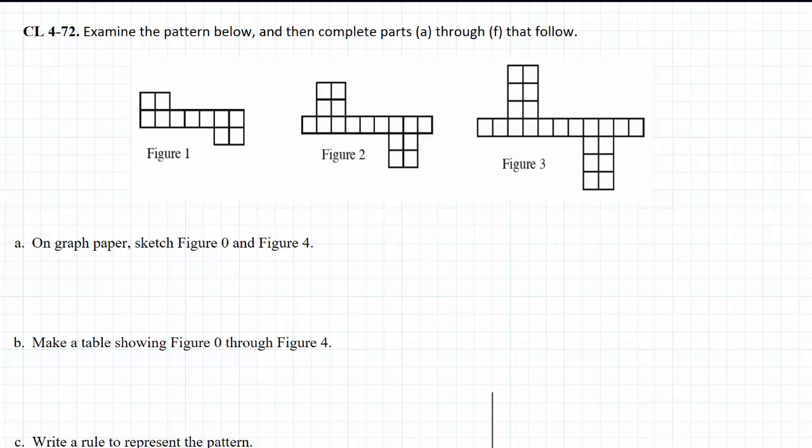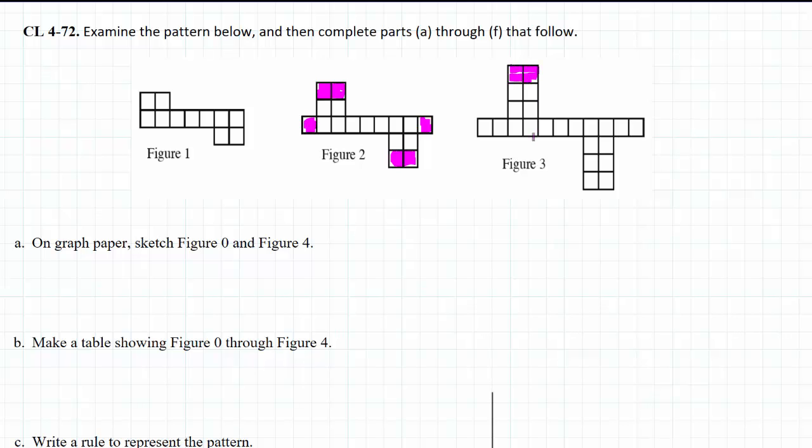4-72, examine the pattern below and then complete parts A through F that follow. For these tile patterns, we always recommend that we look for the growth first. If we notice from figure 1 to figure 2, what changes are these two tiles right here, this tile right here, these two tiles right here, and this one right here. So we have 2 on the end, 2 on the top, 2 on the bottom, and 2 on the very ends. Let's just double check to make sure that's the same thing.